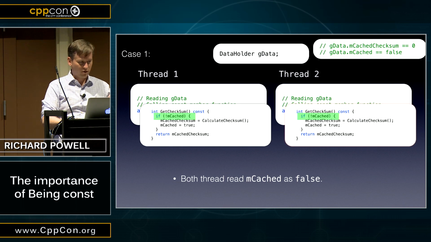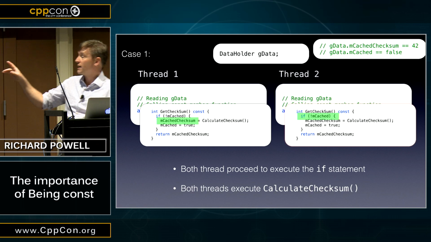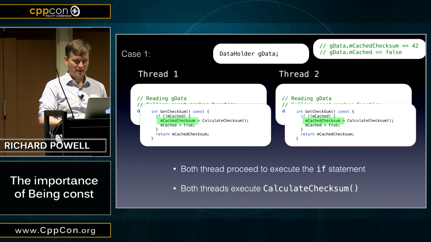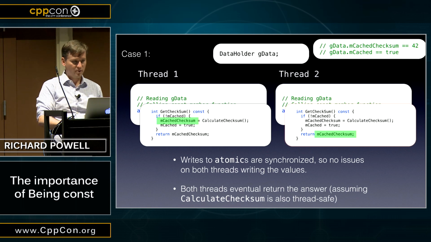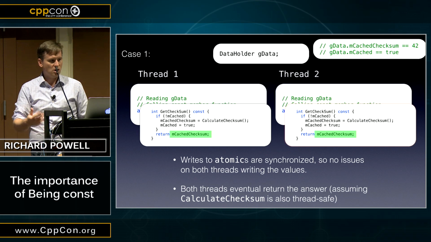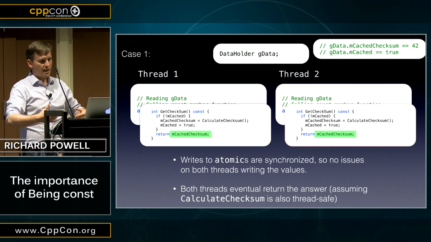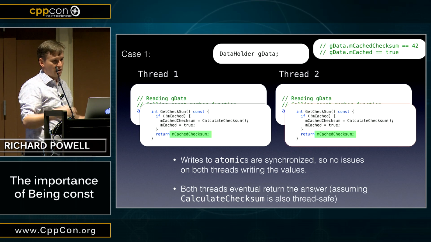What do I mean by dangerous? Let's walk through. Both threads enter. mCache is false. First, one calculates the checksum. Then thread 2 proceeds, and it calculates the checksum. Okay, both call GetCheckSum. Then it returns. It sets the cache to be true, and the other one sets the cache to be true in the return. The atomics are synchronized, so there are no issues with both threads writing those values. They both eventually return the right answer. I'm assuming that calculate checksum is also thread safe. Work with me, guys, let's just make that assumption.